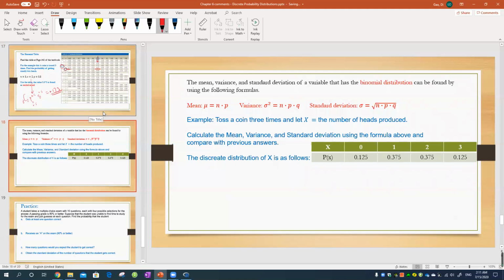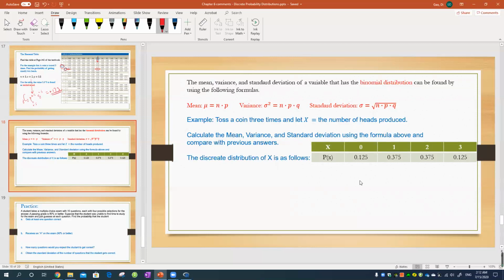Now let's introduce the mean, variance and standard deviation of a binomial random variable. So when we create this discrete distribution table, we can always use the previous formula to get the mean, variance and standard deviation. But since binomial distribution is a special type of discrete distribution, we have some special formulas to calculate the mean, variance or standard deviation. So for the mean, it's just n times p. Variance is n times p times q. And standard deviation is the square root of the variance. So now we can look at this example.